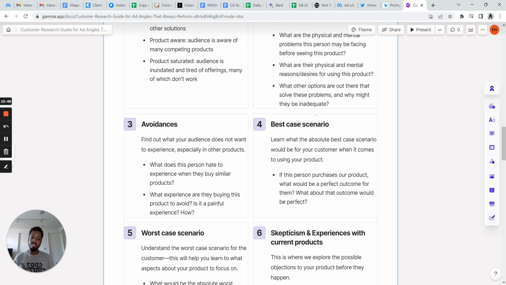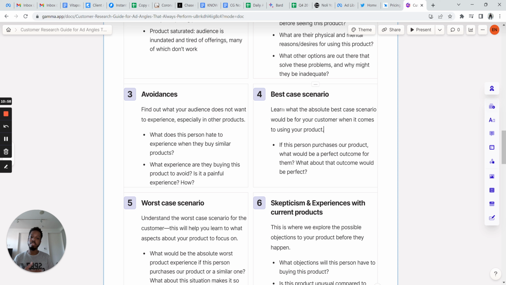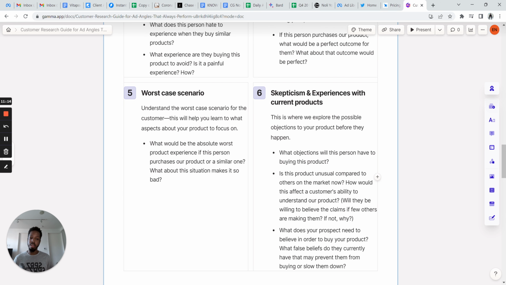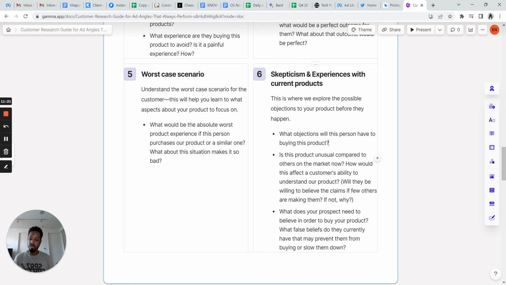This is why you want to learn these things, because all of these things give you so much information that you can use for ad ideas, for copy ideas, for wording, language. So understand their best case scenario as a result of your product, and understand their worst case scenario as well as a result of your product. And then figure out their skepticism, right? You want to basically understand their possible objections before they happen. So what objections will they have to buying this product, right? Will they believe your claims? Why not? Why would they? Why wouldn't they? Right? Understand all these things.